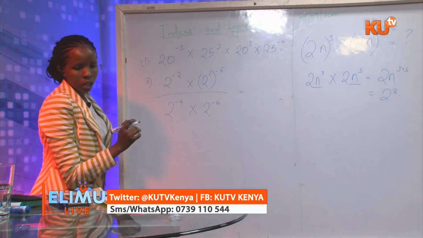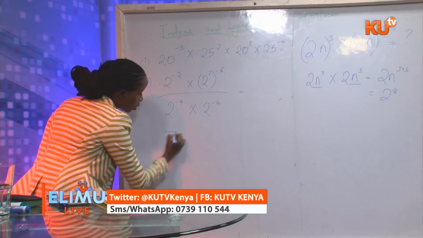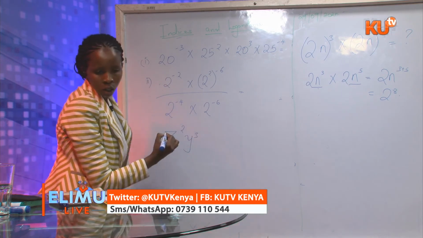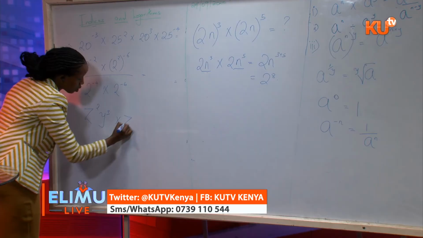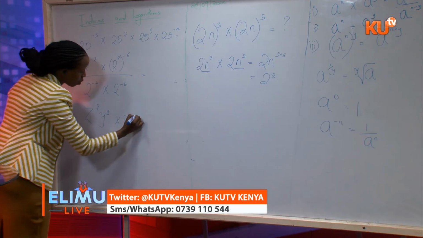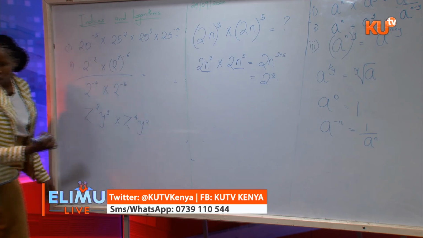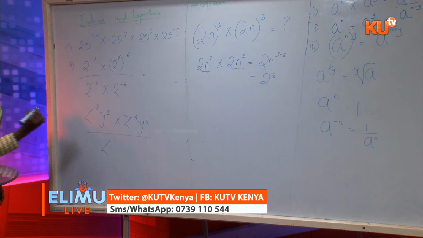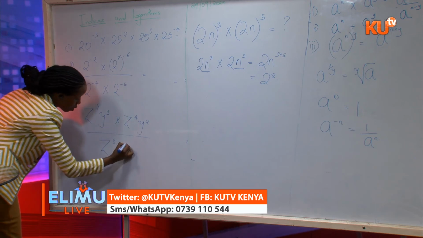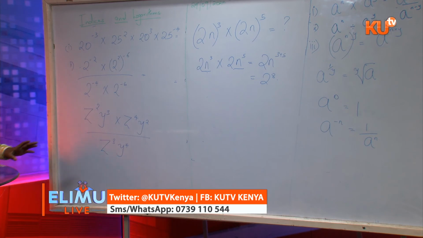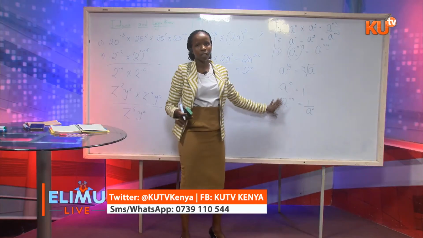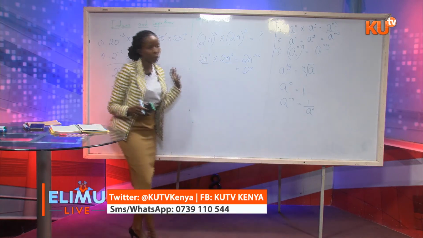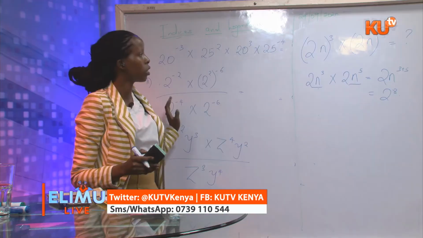You can also try, look at these. Z squared y cubed times z raised to 4 y squared, all over z raised to 3 y raised to 4. Remember, as I said, these are the things that you need to check really well so that you can work out questions on indices.